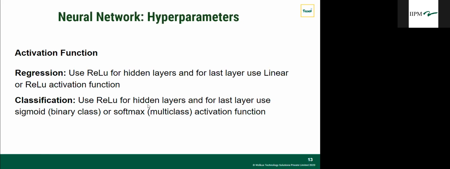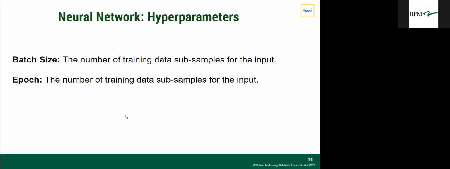I will also show in the end that if you think there are so many hyperparameters, so many permutations and combinations, there is a trick using coding. You can just write a script to automate this whole hyperparameter selection. We will see that at the end of the session.